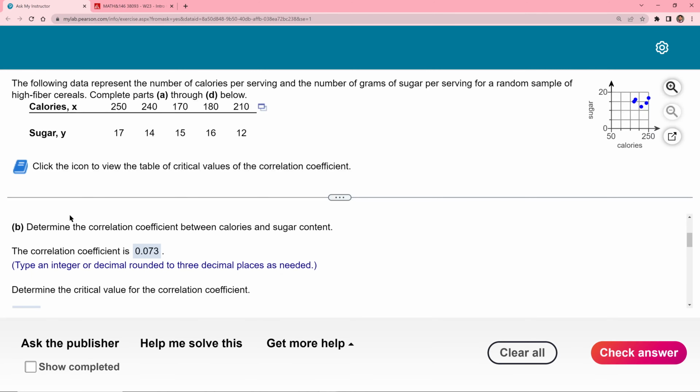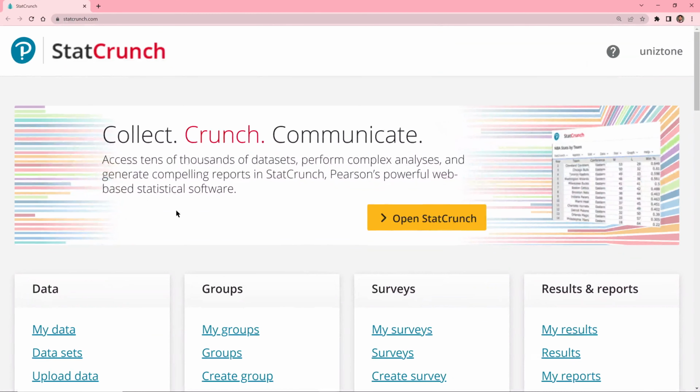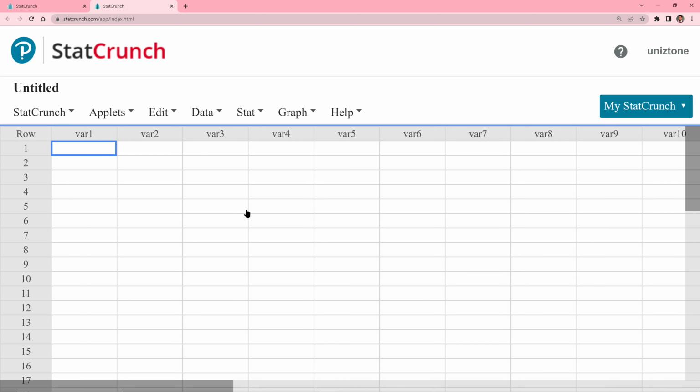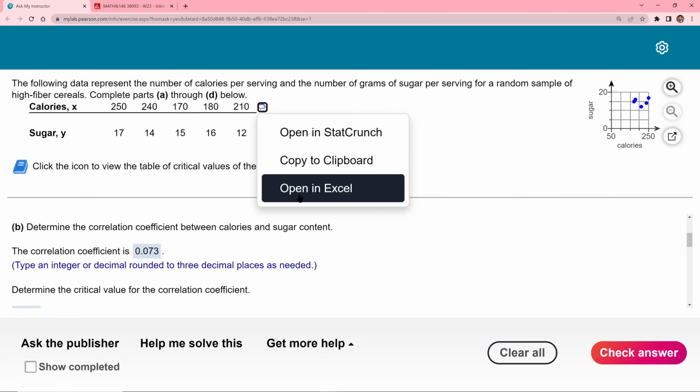Part B, determine the correlation coefficient. Now they actually want us to do this, and the way we do this is either using your graphing calculator or StatCrunch. Here's StatCrunch. I've logged in, open it. And now that it's open, maybe I can open the data to it as well now. Good. Okay, there's my data set.